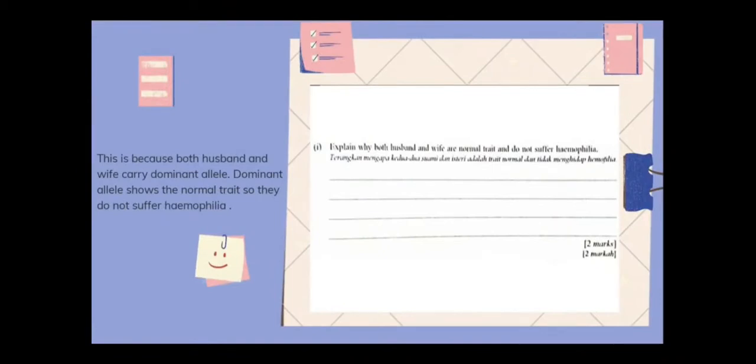Explain why both husband and wife have the normal trait and do not suffer hemophilia. This is because both husband and wife carry the dominant allele. The dominant allele shows the normal trait, so they do not suffer hemophilia. So it is important for us to have a dominant allele, or we may suffer hemophilia.